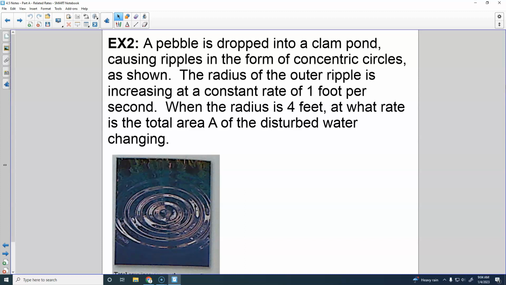For the example I could maybe think of, I think it just makes it much more difficult to deal with, but this one's talking about a pebble being dropped into a calm pond, causing ripples in the form of concentric circles as shown. The radius of the outer ripple is increasing at a constant rate of 1 foot per second. When the radius is 4 feet, at what rate is the total area of the disturbed water changing? So, obviously, if you drop a pebble into a pond, you're probably not so concerned with the rates that those are changing.